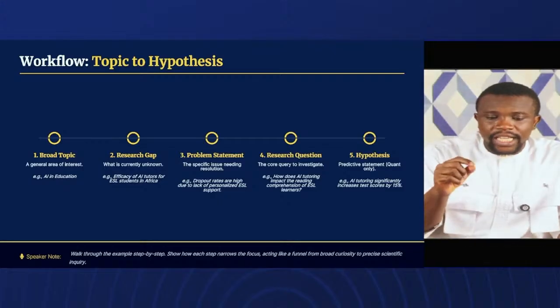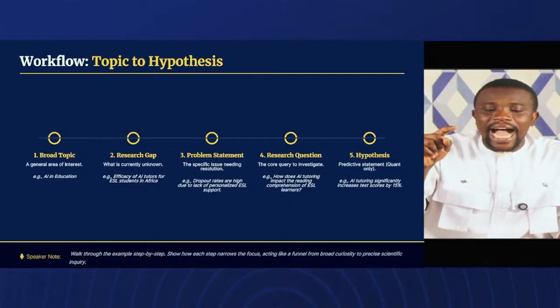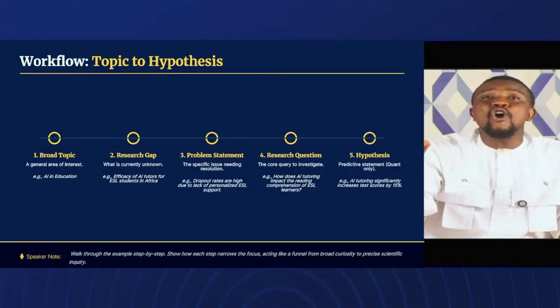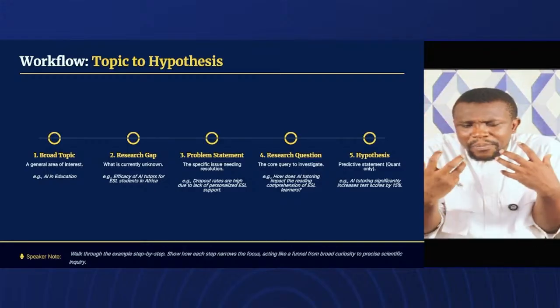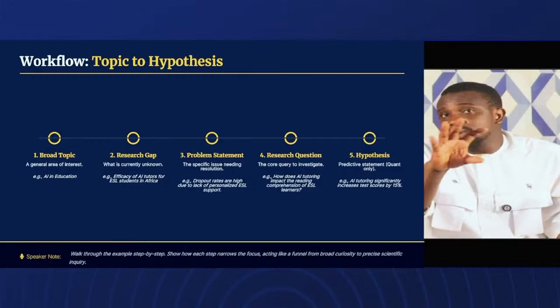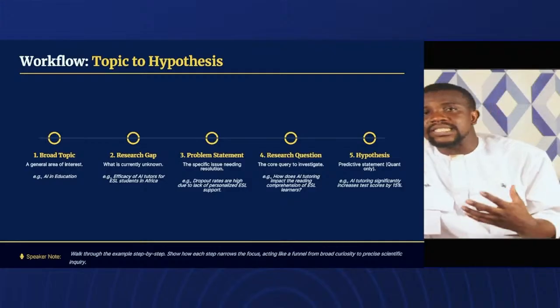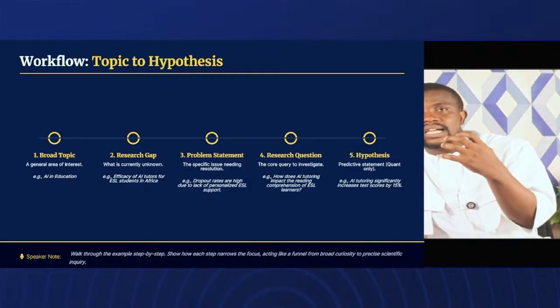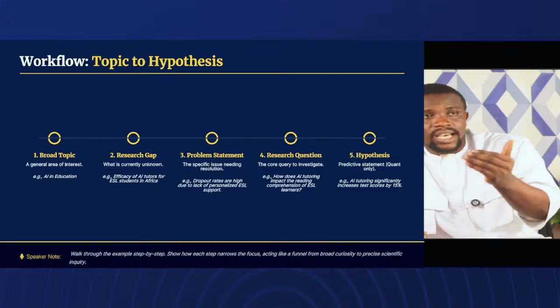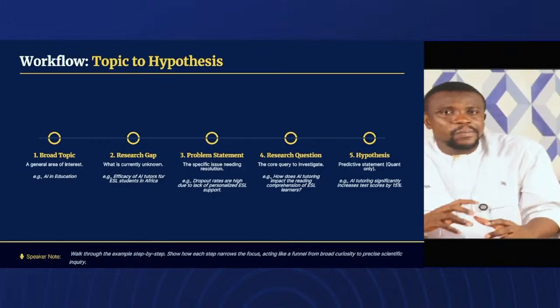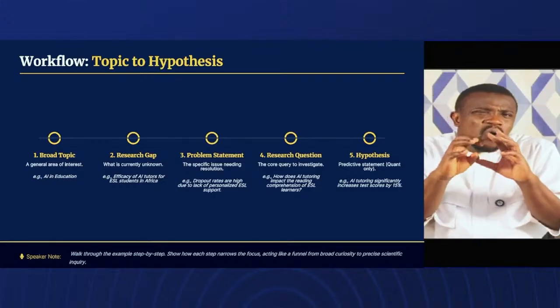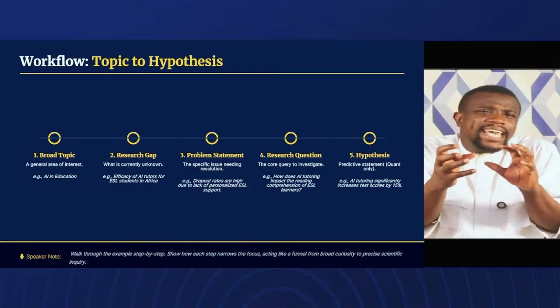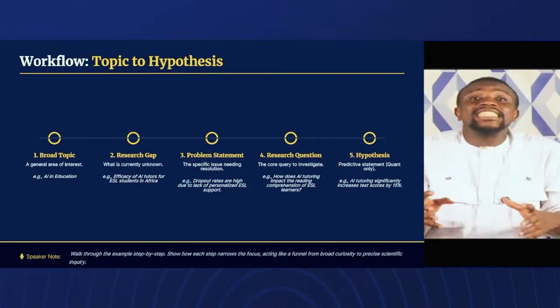For example, higher dropout rates due to lack of personalized support might be my problem statement. What is personalized support? It means that the way you respond to teaching and the way B responds to teaching might be different. So how can we make AI personalize learning for specific people, such that for A, for B, for C, for D it is going to be specific?